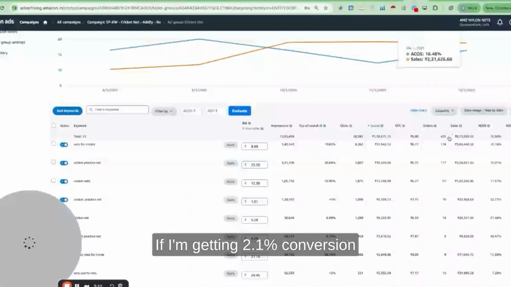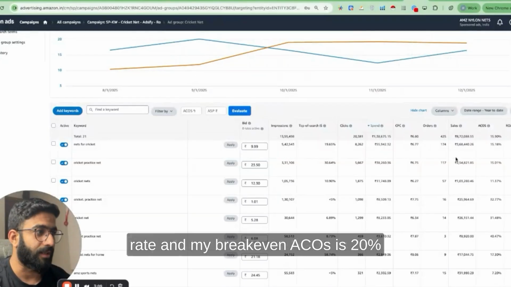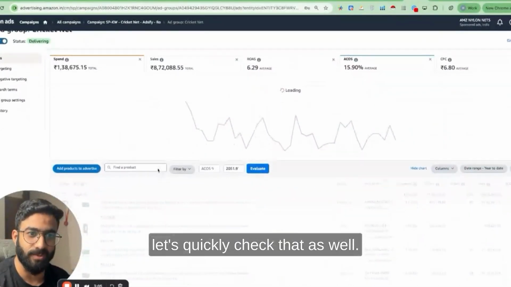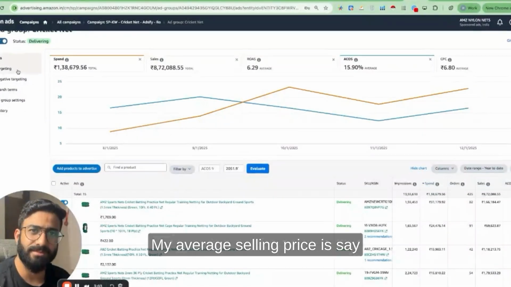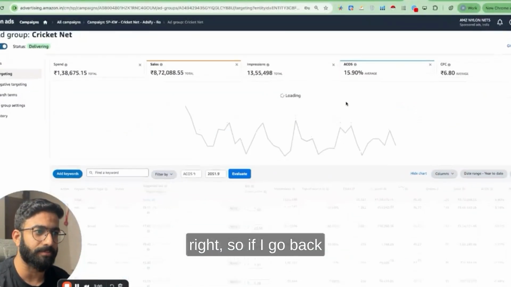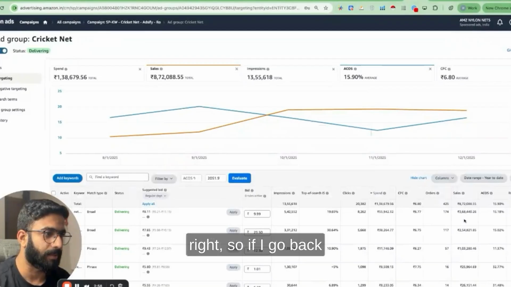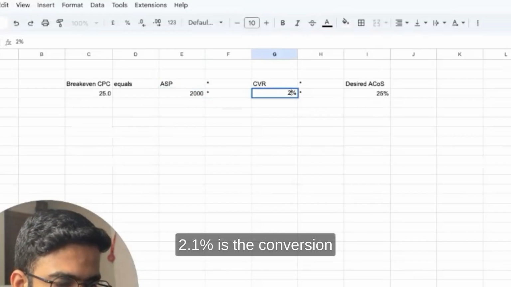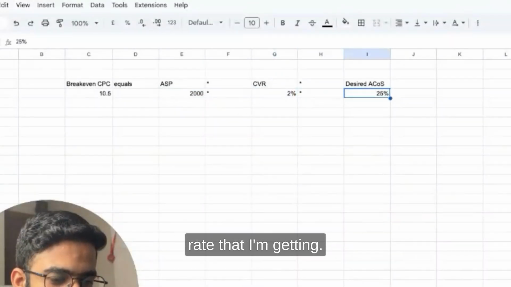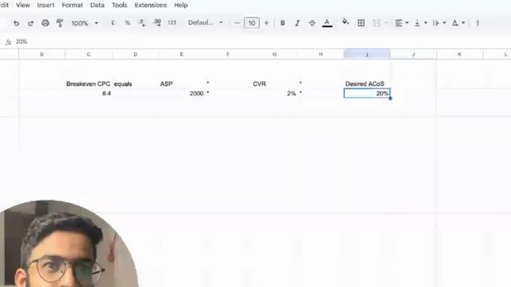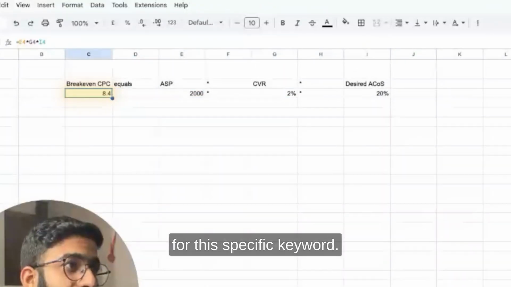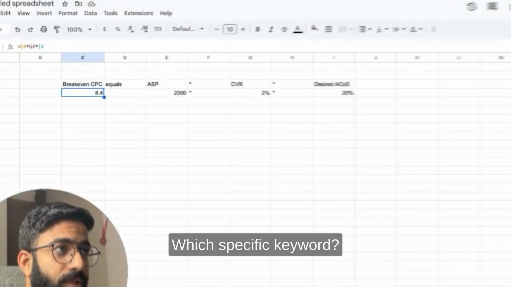Right, if I'm getting 2.1% conversion rate and my break-even ACoS is 20%, my average selling price, let's quickly check that as well. My average selling price is, say, 2,000 rupees, let's assume, right? So if I go back to that sheet, my average selling price is 2,000 rupees. 2.1% is the conversion rate that I'm getting. My desired ACoS is 20%. So 8.4 is the maximum CPC that I can afford for this specific keyword. Which specific keyword?